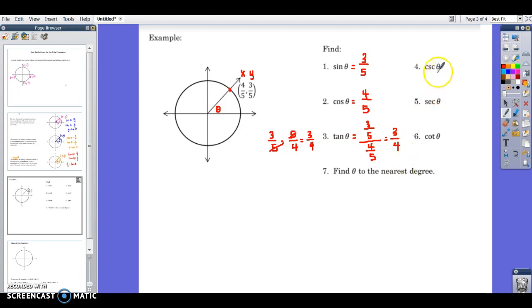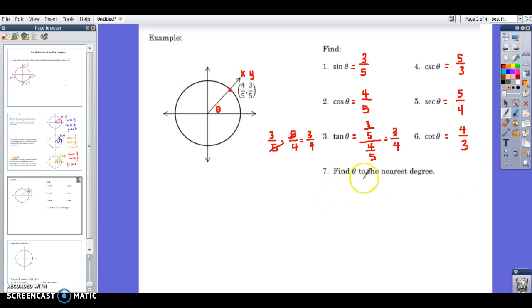Okay, remember that cosecant is the reciprocal of sine. So if the sine is 3/5, the cosecant is 5/3. The secant flips cosine, so if cosine is 4/5, the secant is 5/4. And cotangent flips tangent, so if the tangent was 3/4, the cotangent is 4/3.